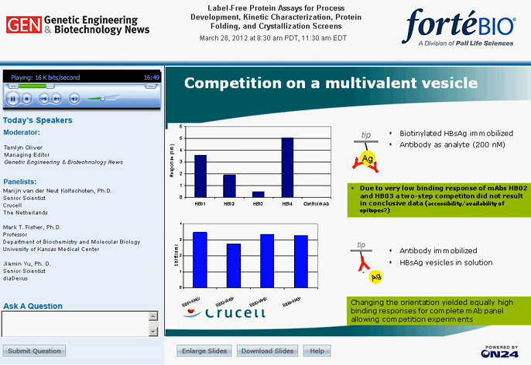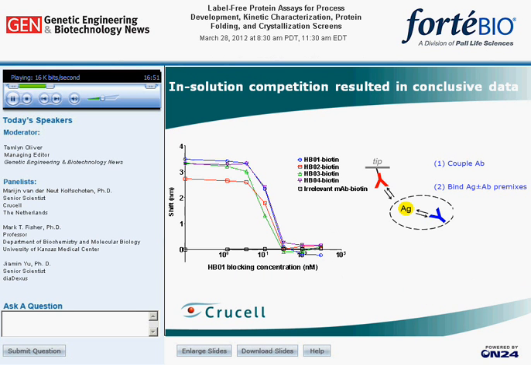Next slide. An example of the one-step in solution competition is shown in this slide. From the dose-response blocking with antibody mAb01, it was clear that antibody 01 competed with itself and the other 3 tested antibodies. Next slide.